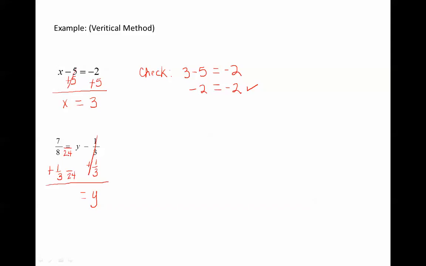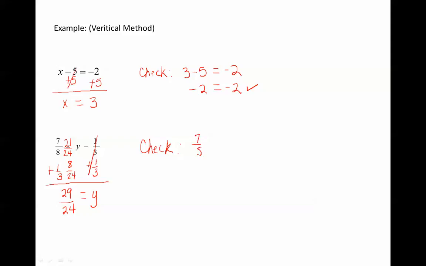Right, 8 going to 24 3 times. 3 times 7 is 21. 3 going to 24 8 times. 8 times 1 is 8. Now that we have a common denominator, we can add them together. 21 plus 8 is 29 over 24. So that's your solution to that one. And we can check that.